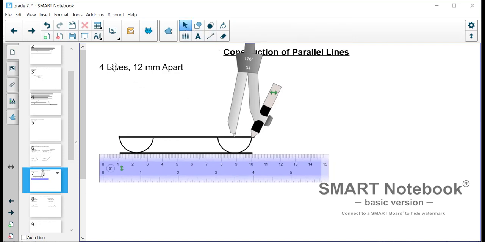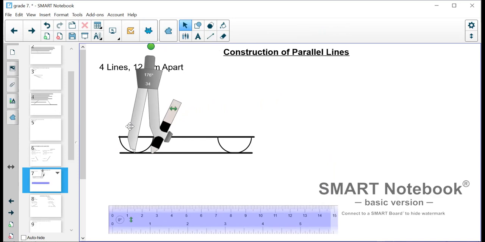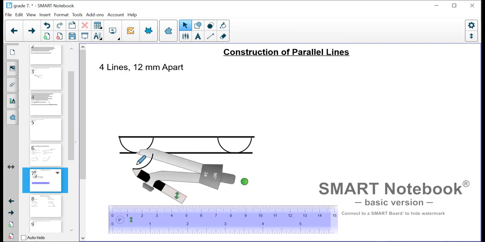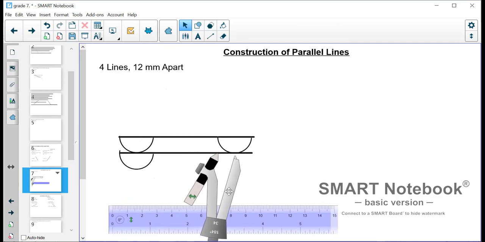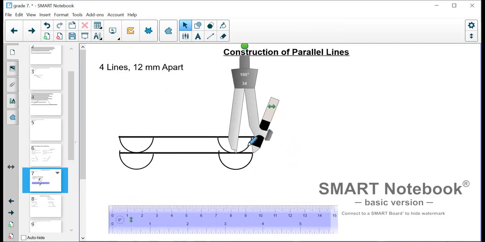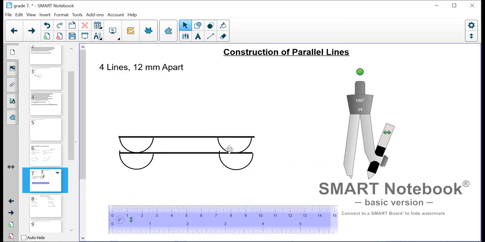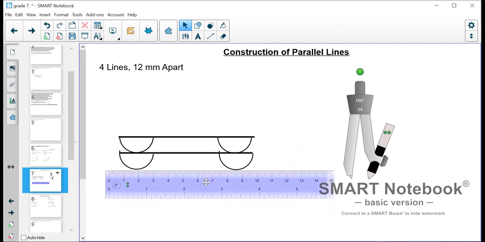And the instruction says that we should get 4 lines. So what we do, we continue marking those semicircles. So you come from the second line and you mark another semicircle. And you go from the other side and you do the same. And nothing is wrong if the semicircle goes beyond the line, right? Nothing is wrong if that happens, but just to keep it a bit uniform, you try to do it from on the line.